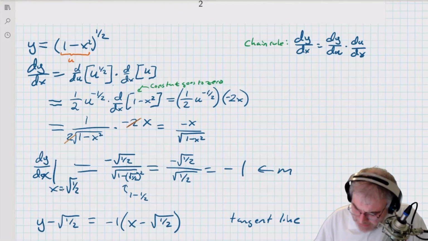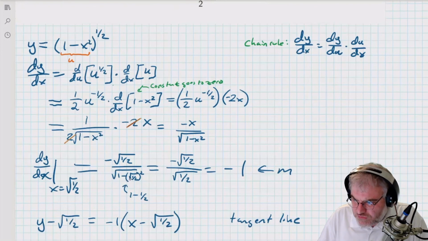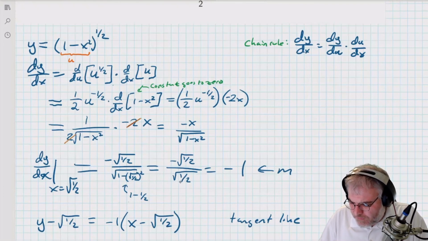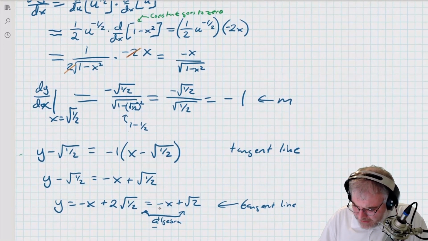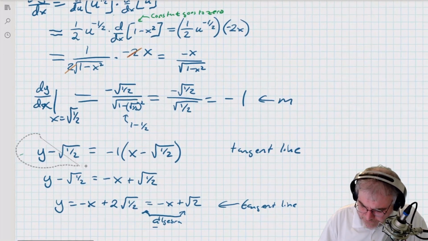Now when I plug in dy over dx when x equals the square root of 1/2, I get negative square root of 1 over 2 over the square root of 1 minus the square root of 1 over 2 squared. Well, that's convenient because that's 1 minus 1/2, which becomes negative square root of 1/2 over square root of 1/2, and that's negative 1. So when I plug it back in, this becomes the equation of my tangent line. And if I want to make it neat, I get y equals negative x plus square root of 2. But this was the answer I wanted.